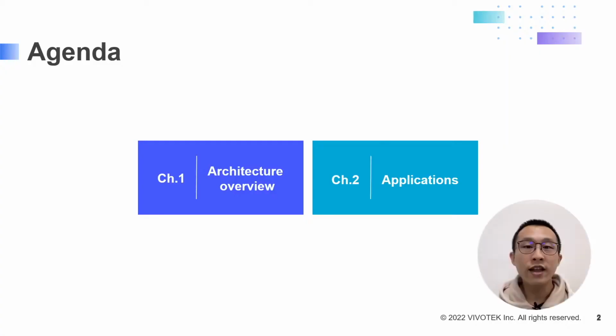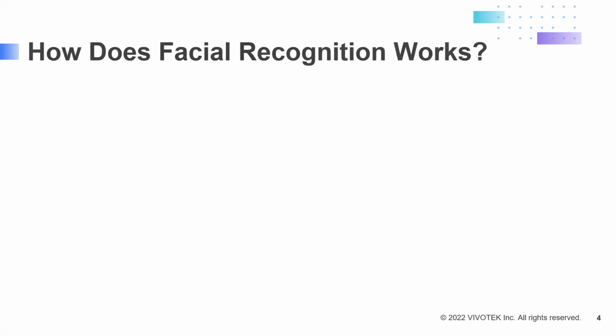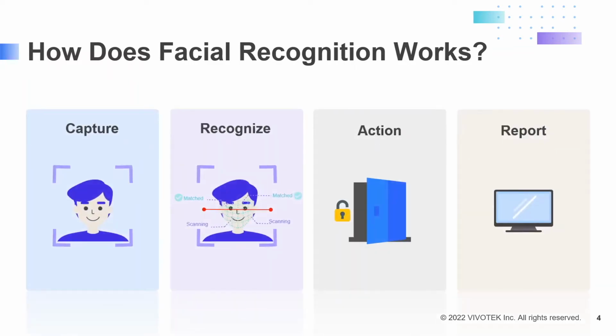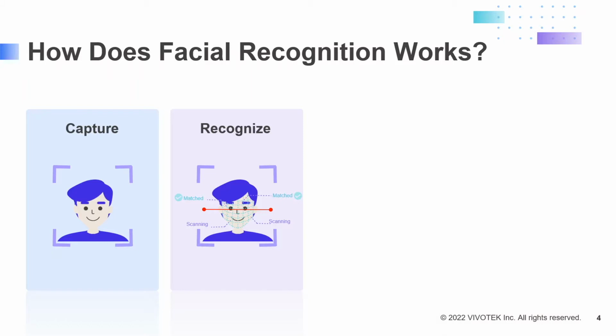First thing we're going to look at is the architecture overview of the two types of facial recognition. And after that, we're going to put the things we've talked about together and put that into an actual application. In general, facial recognition can be broken down into 4 steps, and that's capture, recognize, action, and report. We'll start by looking at capture and recognize.